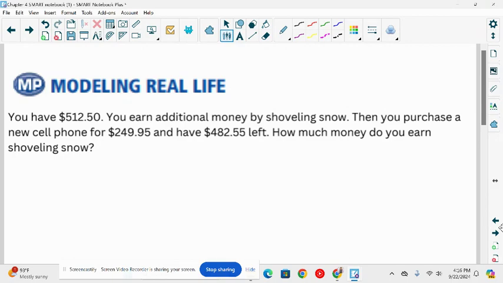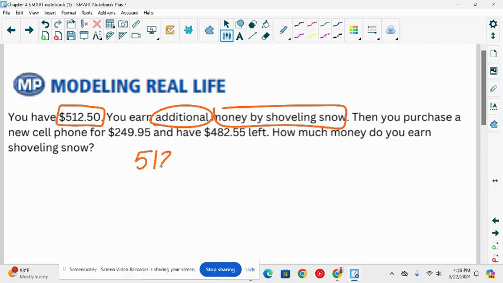Okay, so let's go back and see what we have going on here. It says you have this. Then you earn additional money. But we don't know how much additional money we earn. So when we don't know something, we assign it a variable. So we have $512.50 plus some amount of money for shoveling snow.